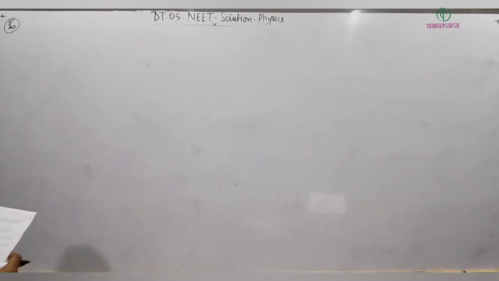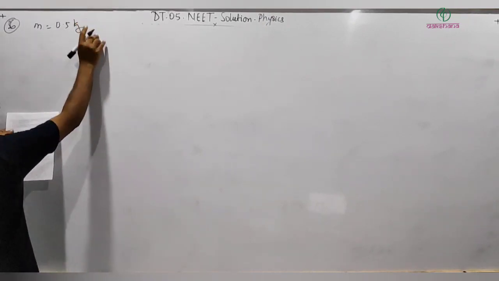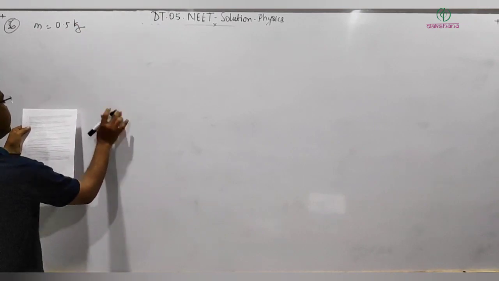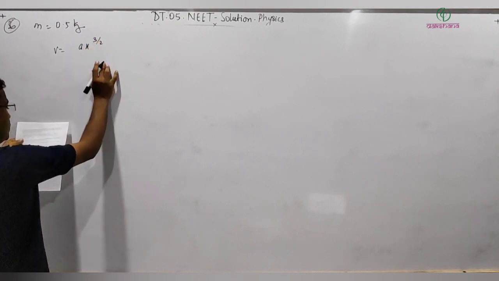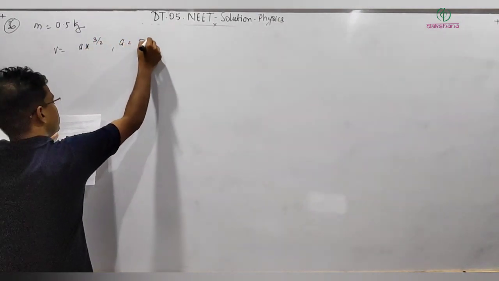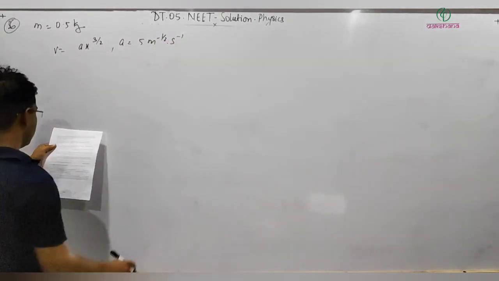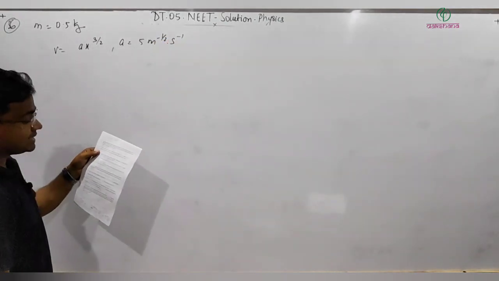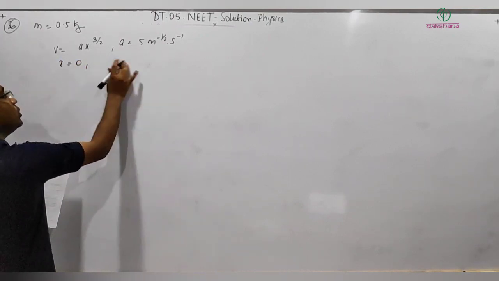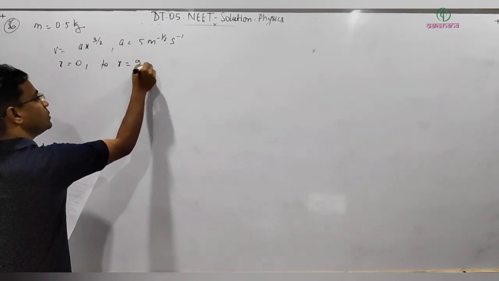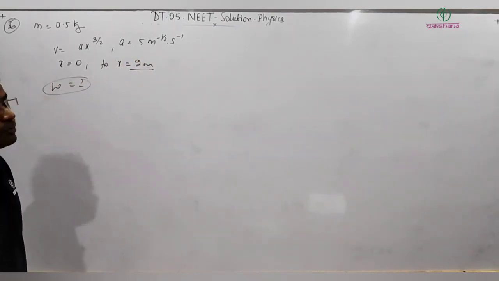Okay, next question number 36. A body of mass m is equal to 0.5 kg travels in a straight line with the velocity v given by a x raised to power 3 by 2, where a is 5 meter power minus 1 by 2 into second inverse. What is the work done by the net force during its displacement from x equal to 0 to x equal to 2 meter? Work done is what it's asking actually. So first we need to find the force. Force means we need to first have acceleration.